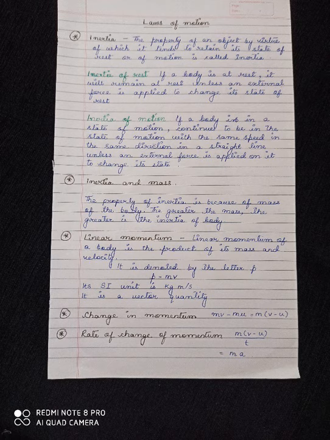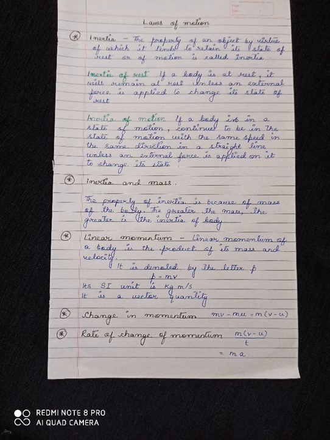Now, inertia is also of two types. First is inertia of rest, second is inertia of motion. Inertia of rest: if a body is at rest, it will remain at rest unless an external force is applied to change its state of rest. And inertia of motion is nothing but if a body is in the state of motion, it will continue to be in the state of motion with the same speed in the same direction in a straight line unless an external force is applied on it. That is, it will not only continue to move, but it will move with the same speed as well and in the same direction.